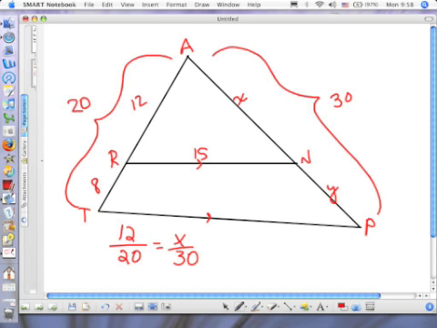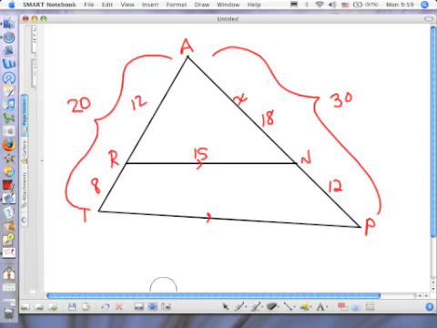All right, now you can cross multiply and divide. You can simplify that fraction before you start if you want to. Either way, what do you get as an answer? 18? Yes, AN is equal to 18. All right, well, do you have to set up a proportion to find NP? In this case, no, because if the whole thing's 30 and AN is 18, then NP is 12.